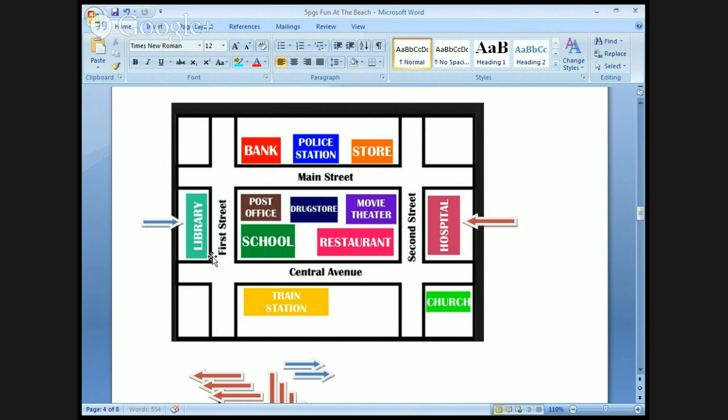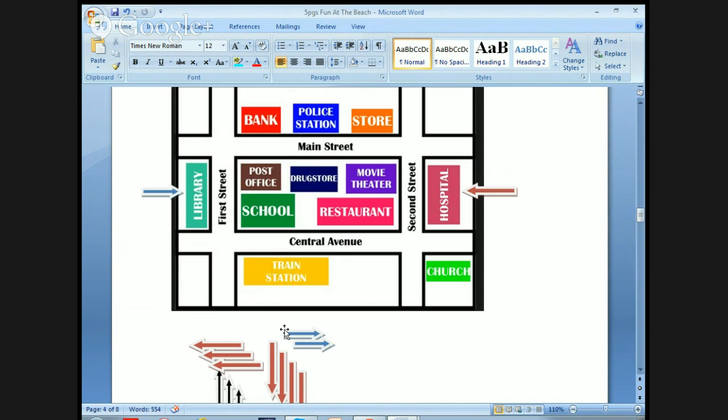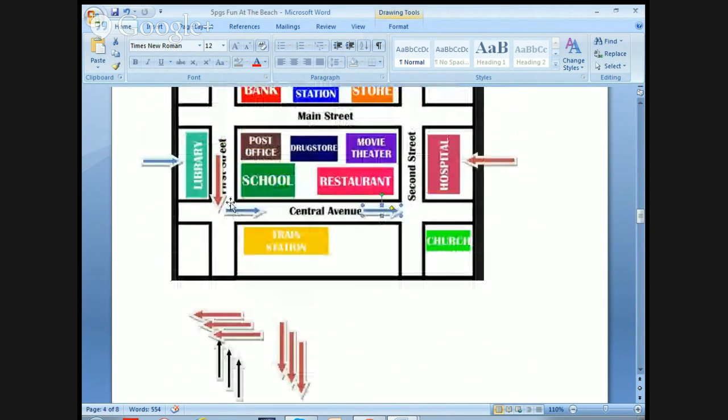I'm going to go to the street in front of the library, which is called First Street. I'm going to make a right turn onto First Street, and then I'm going to come to the intersection of First Street and Central Avenue. I'm going to make a right turn on Central Avenue. I'm going to follow Central Avenue until I get to 2nd Street, and then I'm going to make a left turn onto 2nd Street.